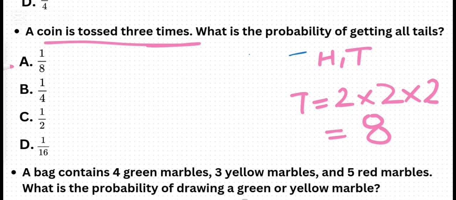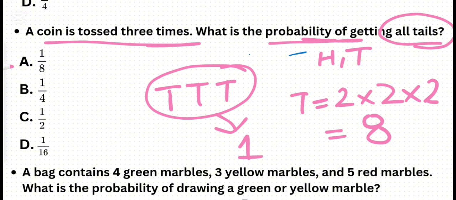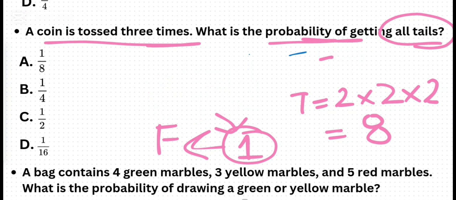So they are asking what are the chances of getting all tails. So the favorable outcome, T T T, is 1 outcome, which is the favorable outcome. If you put the formula P is equal to F by T, and if you put these values in the formula, you will get 1 by 8. So the correct answer is A.